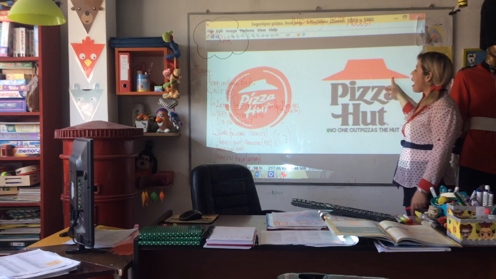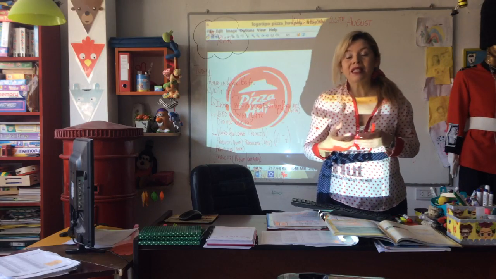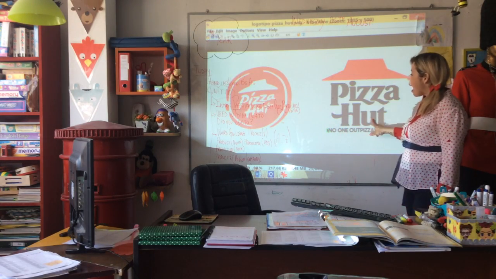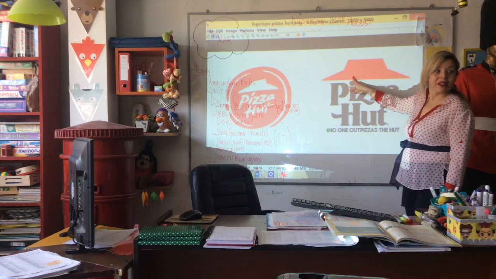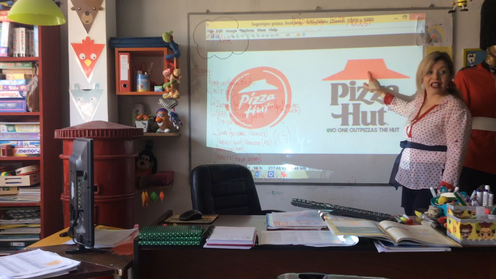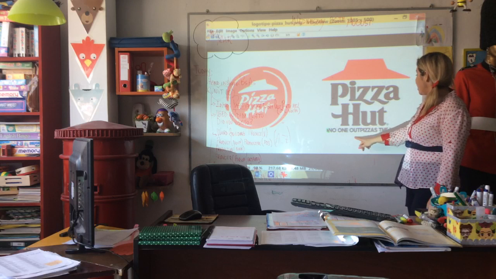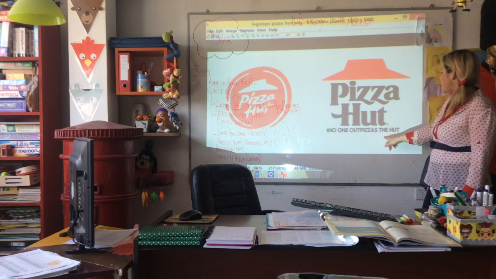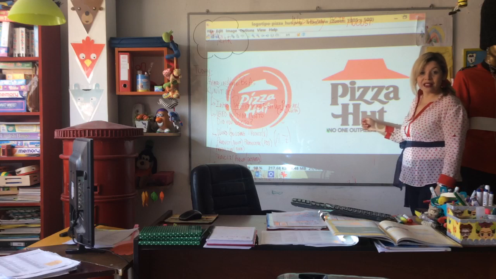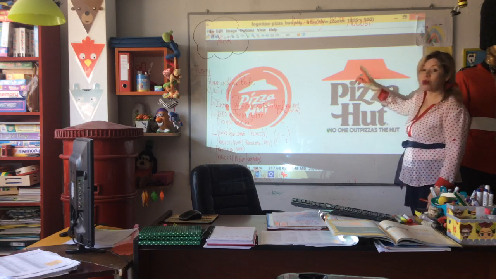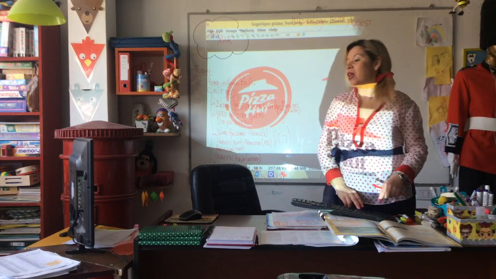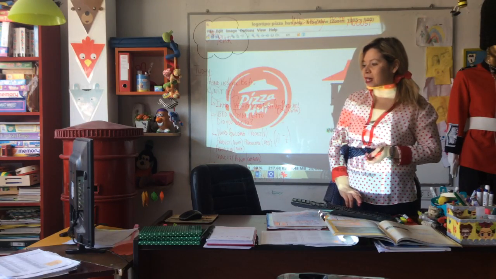Everybody knows that this is a Pizza Hut, but it's a game of words, if I can say this. Because hat, what is hat? Sombrero. Hat, what is hat? Refugio, cabaña. Entonces aquí hay un juego de palabras con Pizza Hut. No one out pizzas the hat. Pero juegan con eso. Pizza Hut es una cabañita, pero también suena como sombrero. Entonces tienen un logo de un sombrerito. O sea que es un juego ahí del logo, okay? Pizza Hut.